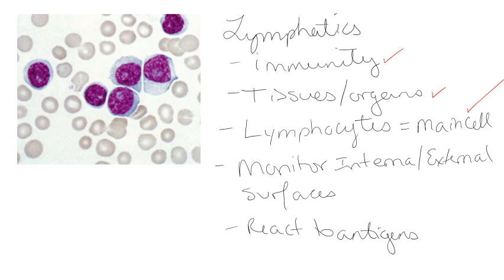Lymphatics is going to monitor the internal and the external surfaces. So what that means is, just like we talk about in anatomy, with our lymph nodes, our regional lymph nodes, for our mucosal surfaces, they communicate with the lymphatic system, they communicate with the lymph nodes, they go into the bloodstream, and then it goes to the area of infection, which we'll see this process over and over again as we continue. And the main thing, it reacts to antigens. So anything that's foreign or external, it's going to react to that.